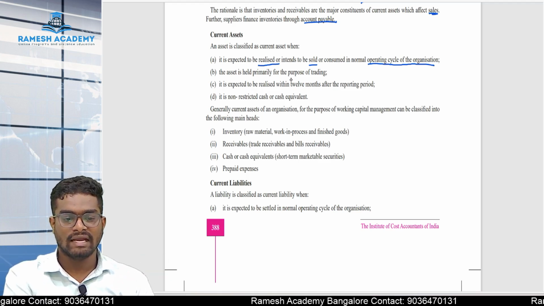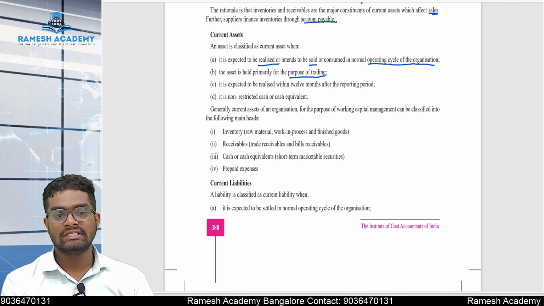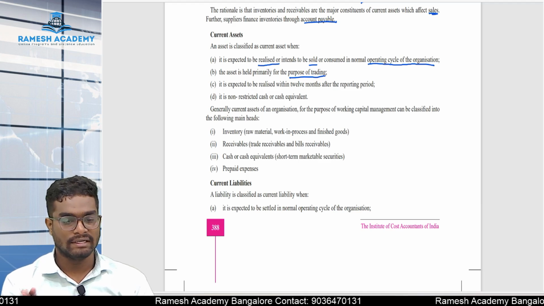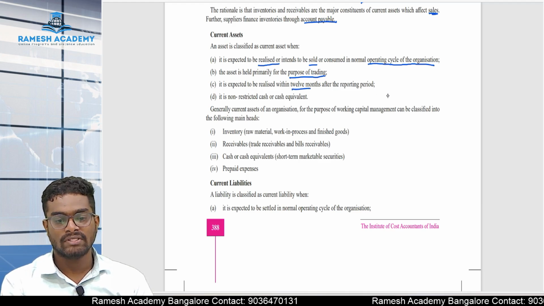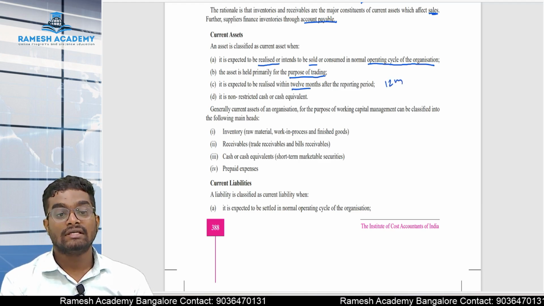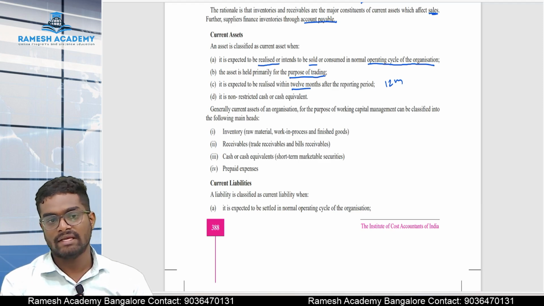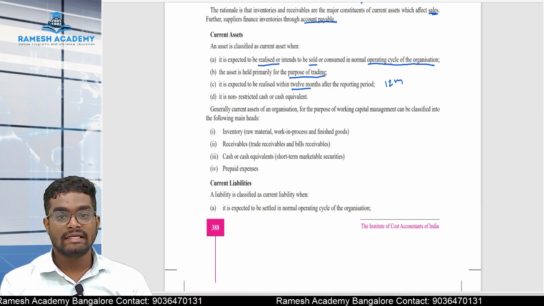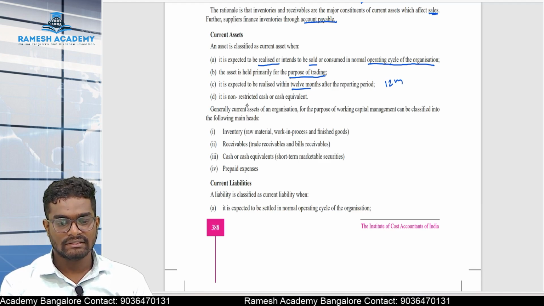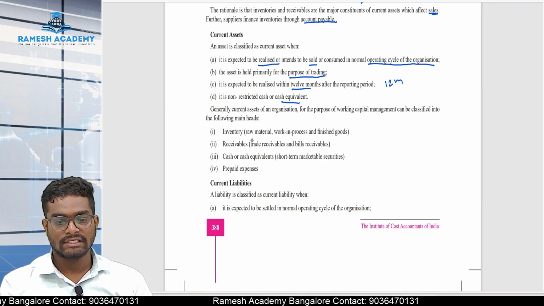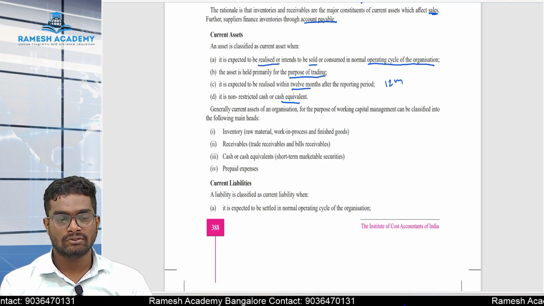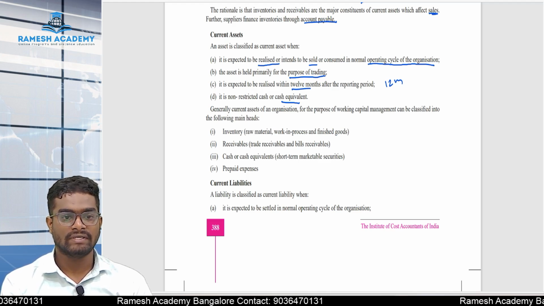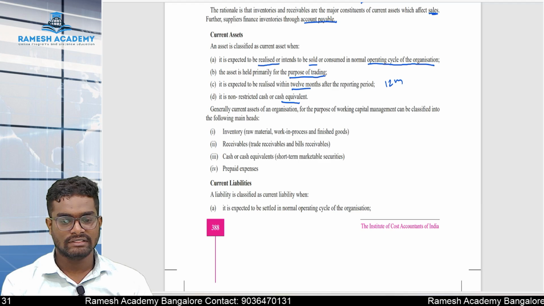The asset is held primarily for the purpose of trading. So this asset is not used for any other than trading. It should be used for trading and it is expected to be realized within 12 months. So less than, it is expected to be realized within 1 year. Then only we will be telling it as current asset, and it is non-restricted cash or cash equivalent. So it should not be a restricted one. So suppose deposits maturing after 5 years, it cannot form part of the current assets.